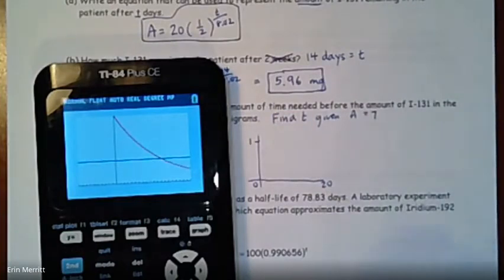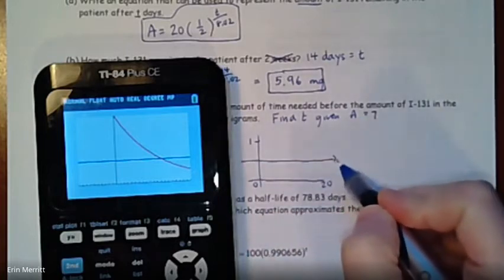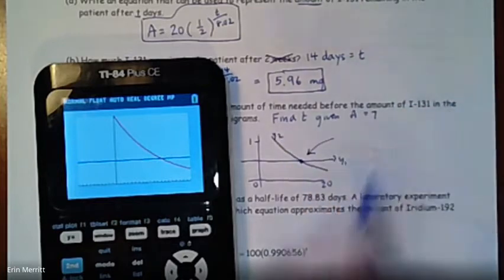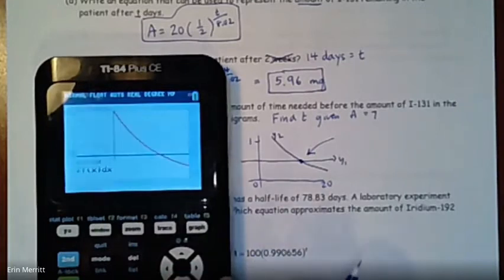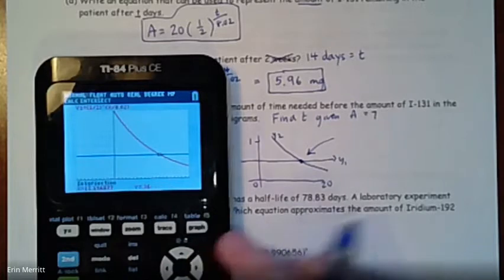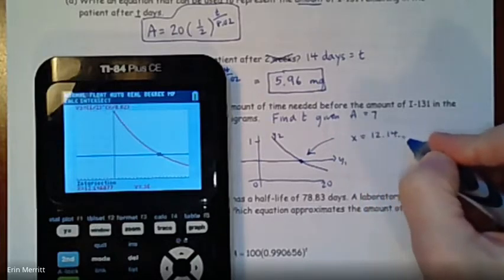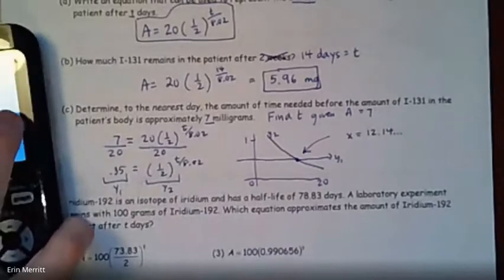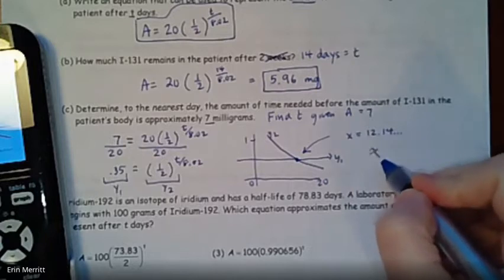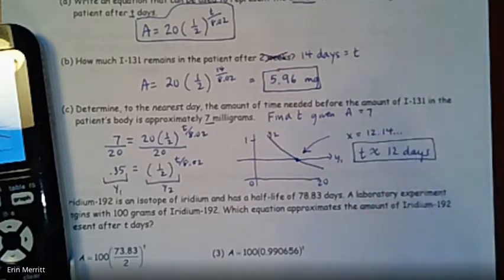And so when I sketch it, I want to show that. So I'm showing 0 to 1 and then 0 to 20 on my x-axis. So then I can see here's my y1, there's my y2. And anytime we solve graphically, second, trace, intersect, get as close as we can and enter, enter, enter. So that point, x comes out to be 12.14 and it keeps on going. And so it says to the nearest day. So since x is our time, this would be approximately 12 days.